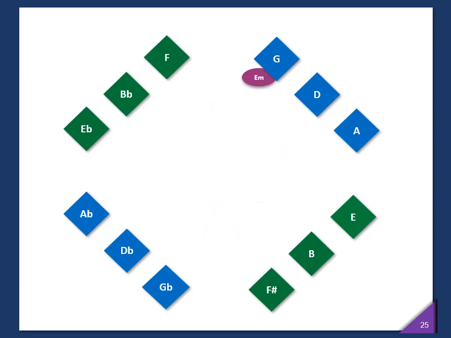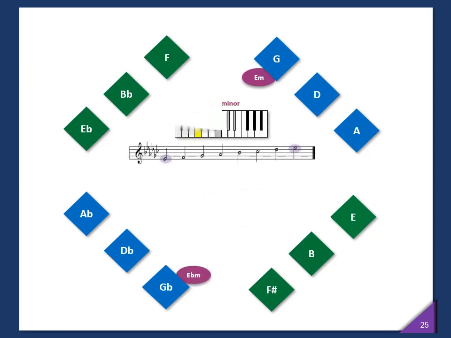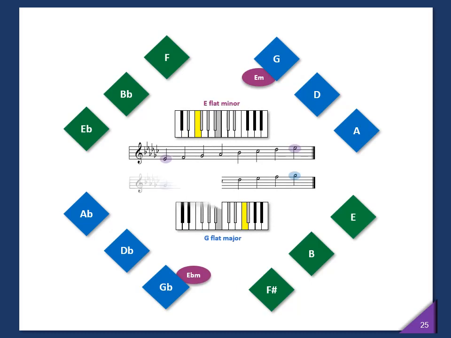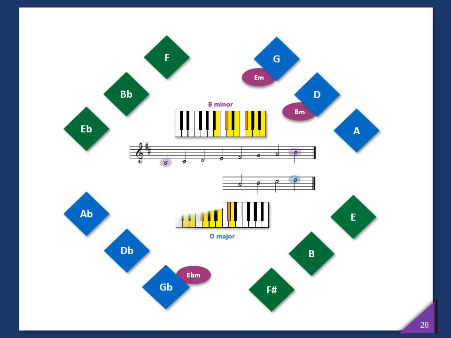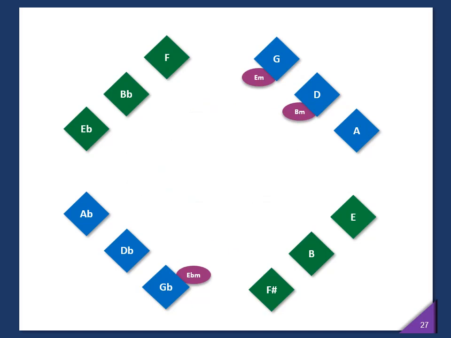E flat minor appears on the opposite side in the same manner as we did it for major keys. Take a look at their diagrams and notations. D major has a relative B minor. Take a look at their diagrams and notations. On the opposite side we have B flat minor.